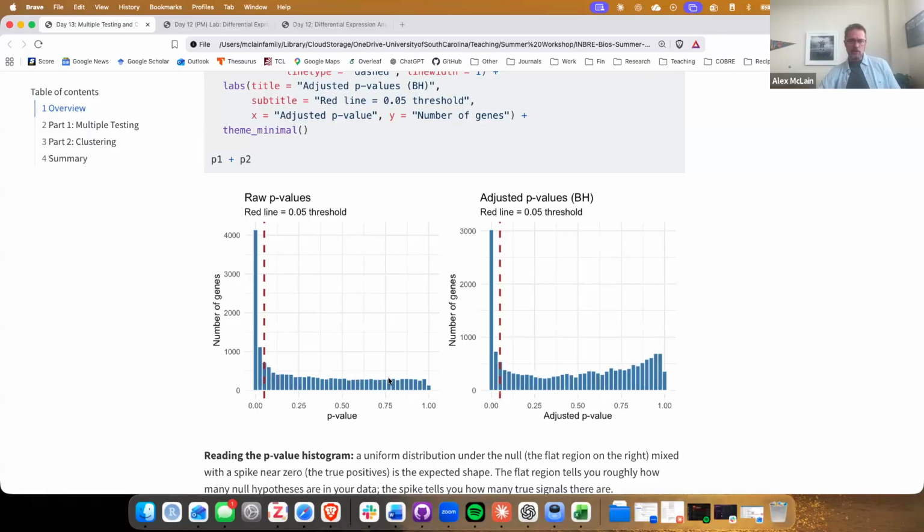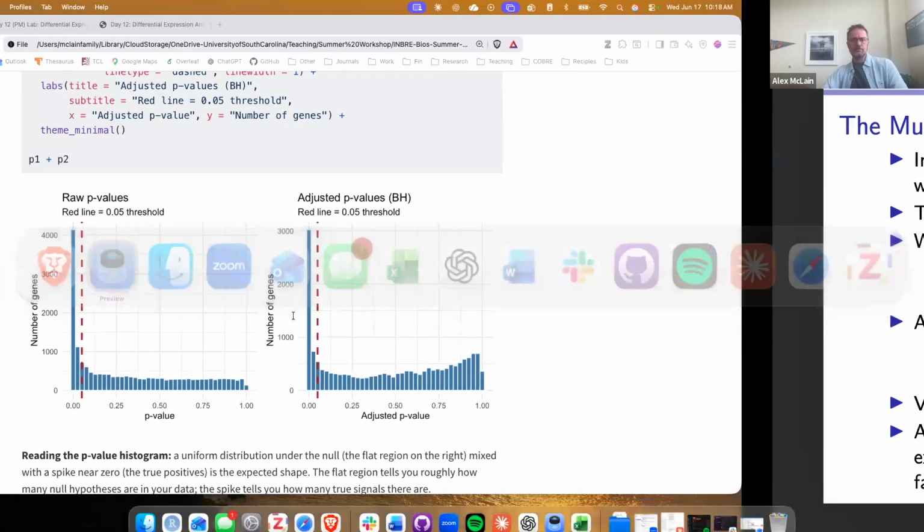Now, once we get up here, we can see that the heights of these bins are relatively similar as we go across. So that's that null uniform distribution that we see. The adjusted p-values do not have a uniform distribution. It's the raw p-values that have a uniform distribution when the null is true. And the fact that we see this spike down here is an indication that there are a lot of signals in this particular study, which we have seen from the results that we've already looked at.